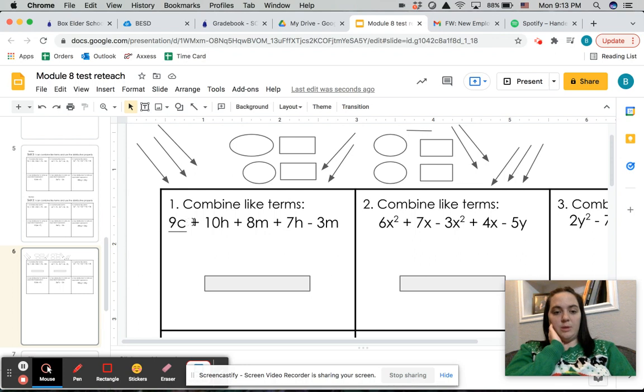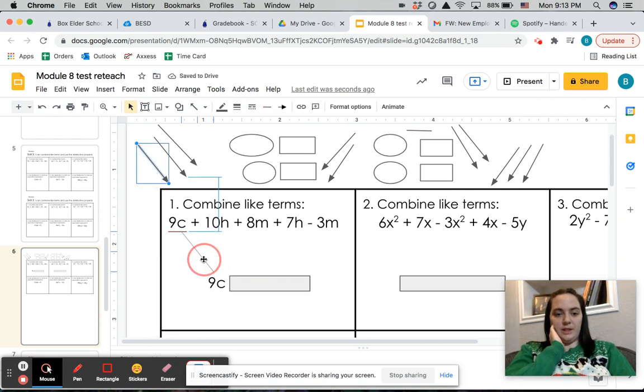Now look through the rest of the problem. Do we have any other c's? No, it doesn't look like it. So what we're going to do is write 9c in our answer just like this, and draw an arrow like that. Okay, we're done with the c's now. We've combined as many as we can.